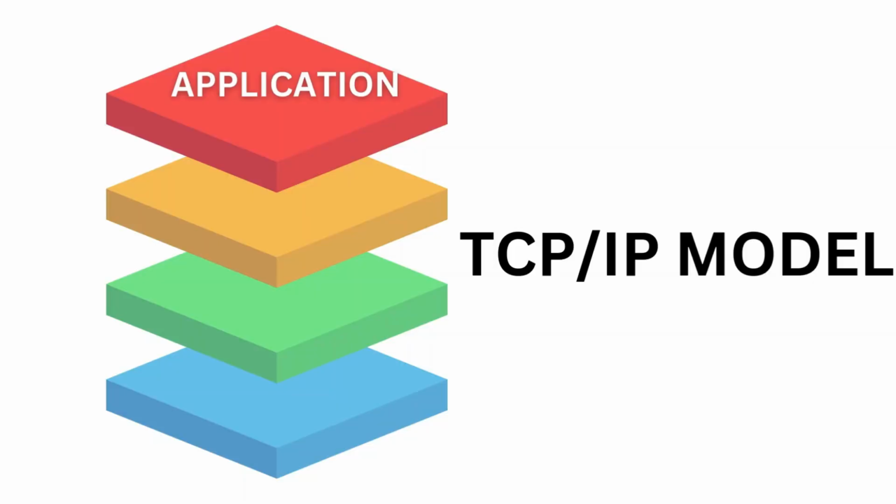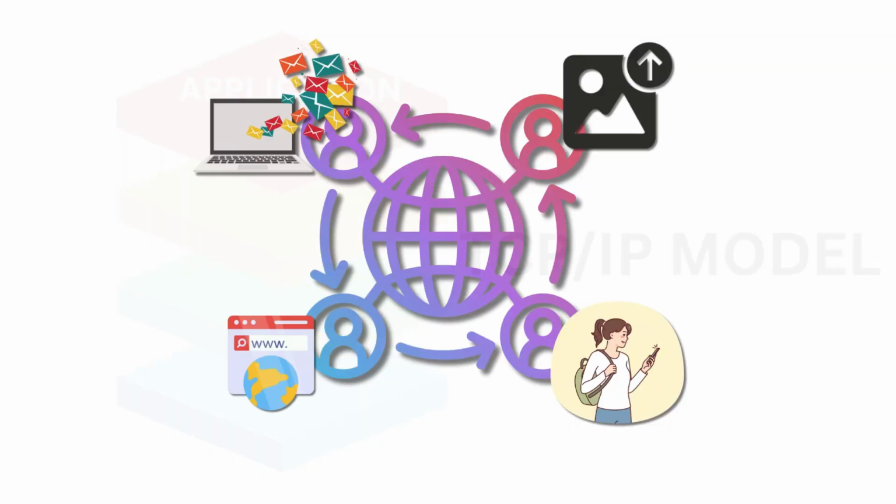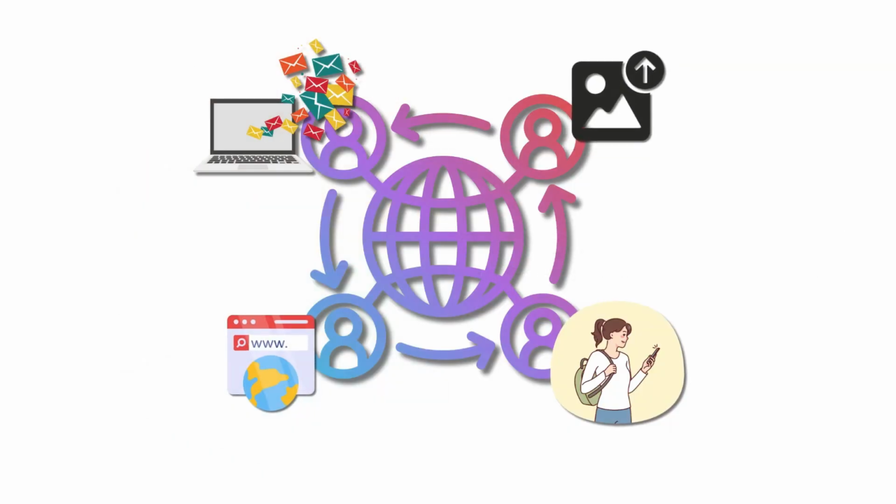First is the application layer. The application layer is the topmost layer of the TCP/IP model where most users interact with the network, even if they don't realize it. Think of it as the gateway between humans and the digital world. When you send an email, upload a photo, or browse a website, this layer is responsible for preparing your data so that it can be transmitted over the network.